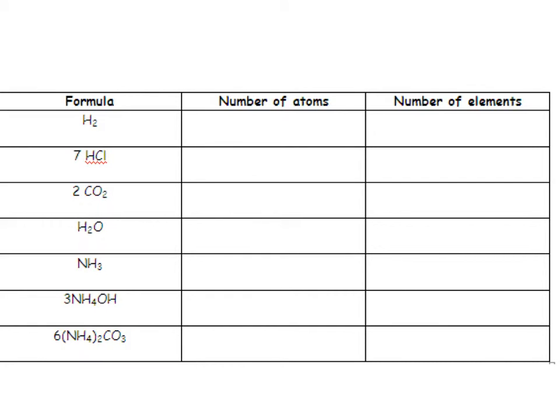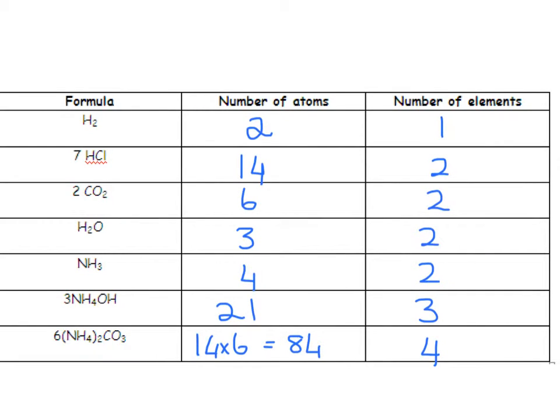So, take a look at this, press pause and try and work through this table on a piece of paper, and only once you have completed it, take a look onwards. Alright, let's just look at that. Capital letters symbolize elements. So there's hydrogen here, only 1 hydrogen and chlorine, 2 elements; carbon and oxygen, 2; hydrogen and oxygen, 2 elements; nitrogen and hydrogen, 2 elements; nitrogen, hydrogen, oxygen, 3 elements; nitrogen, hydrogen, carbon and oxygen, 4 elements. Looking at the number of atoms, there are 2 here.